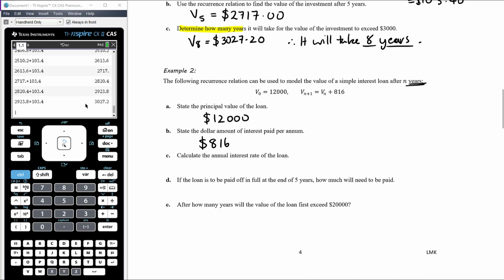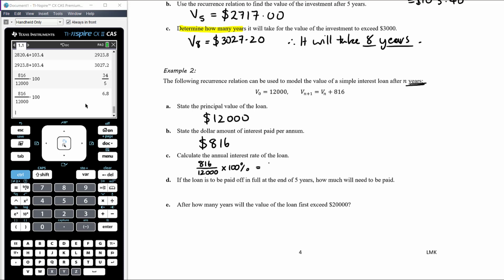Calculate the annual interest rate of the loan. So we have to work out what is 816 as a percentage of $12,000. Okay, so the $816 out of $12,000, multiplying by 100% to change it to a percentage rather than a decimal, 816 divided by 12,000, 12,000 multiplied by 100. Control enter. So that is 6.8%. So remember, control enter to get your answers as decimals if you've got your CAS set to auto mode, which I usually advise. Although in further maths there's possibly a case for working with approximate, but I wouldn't recommend it.